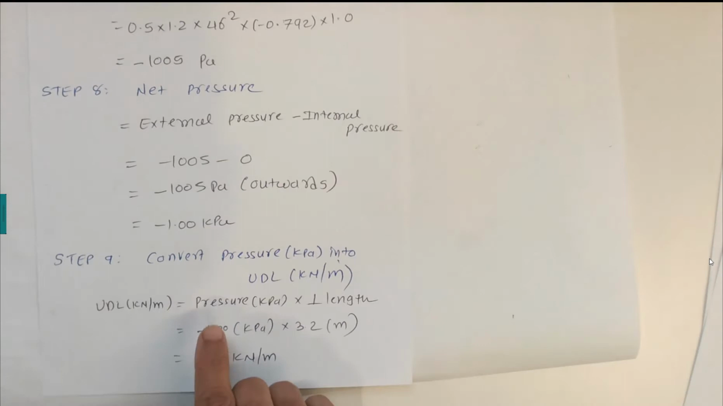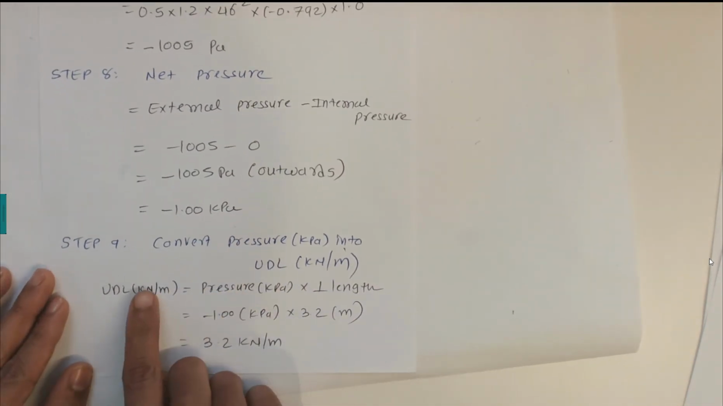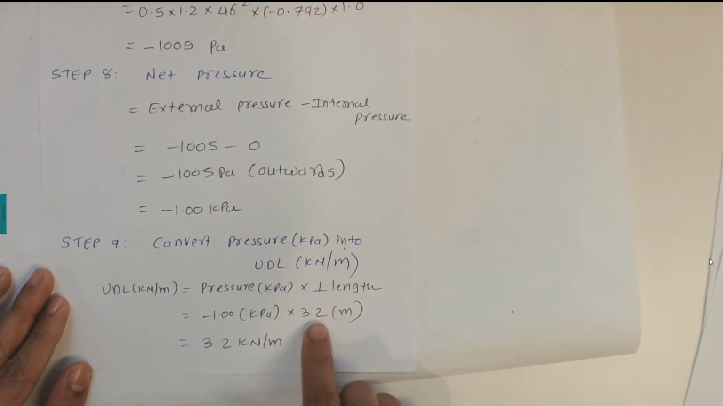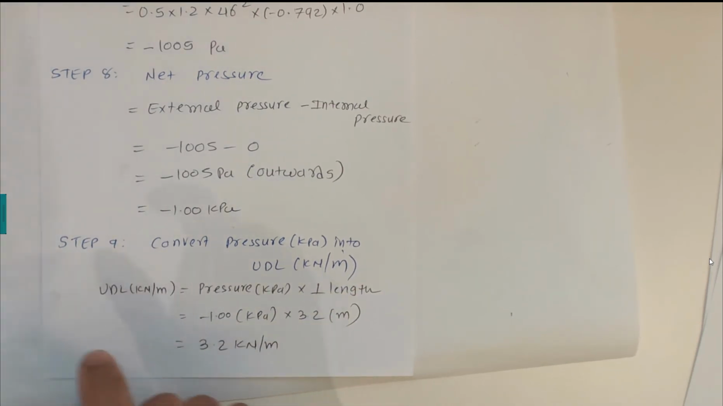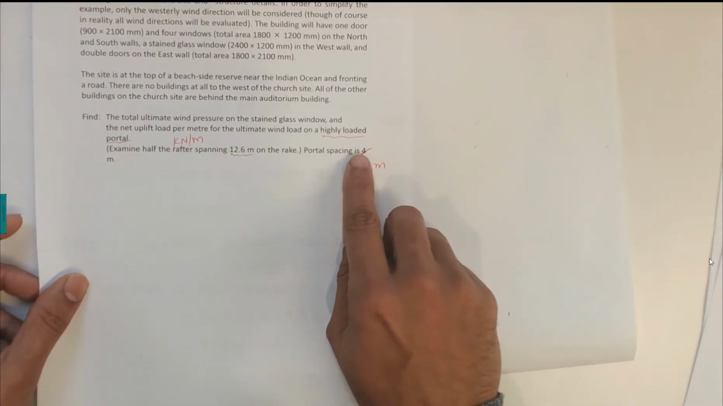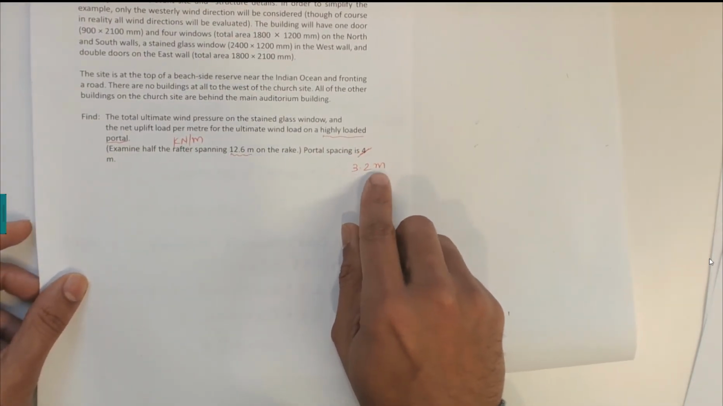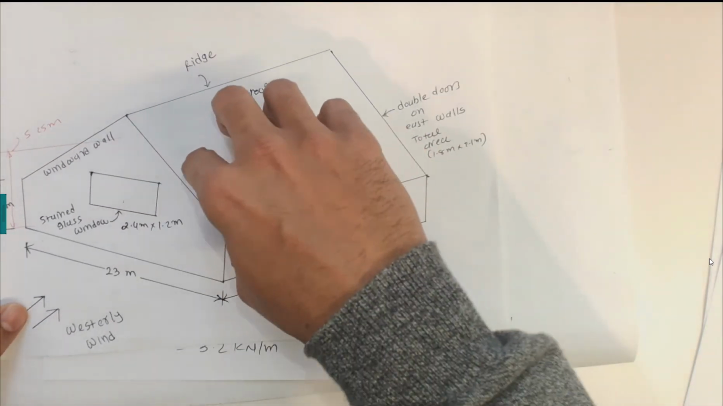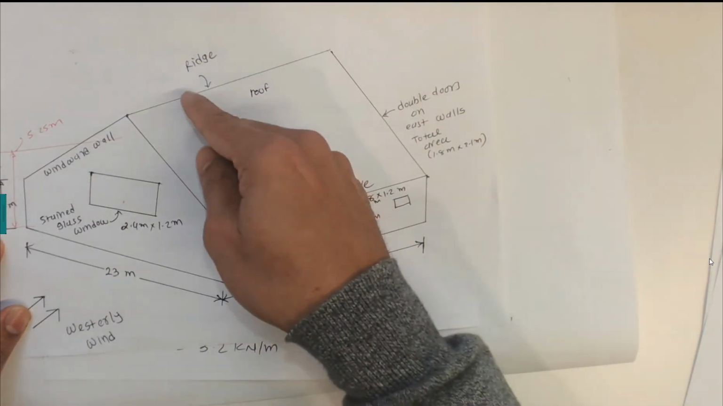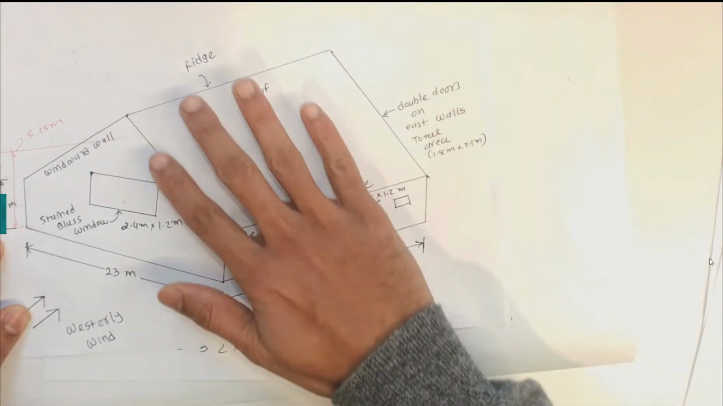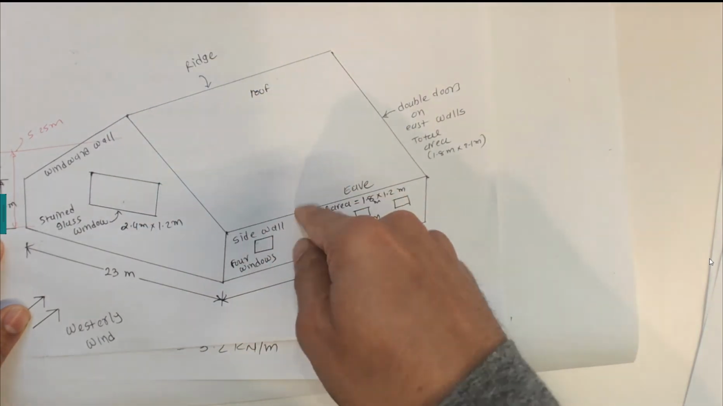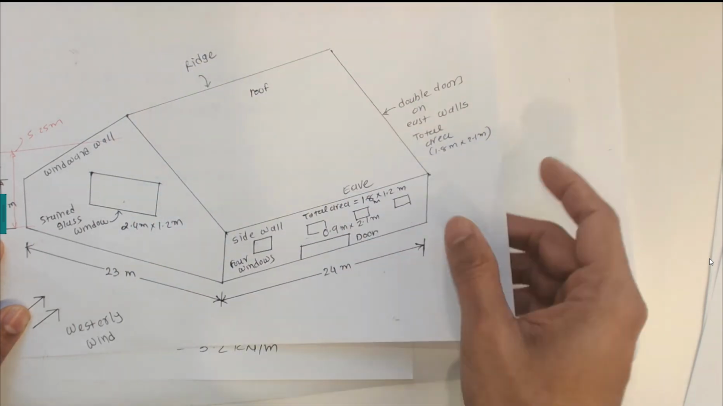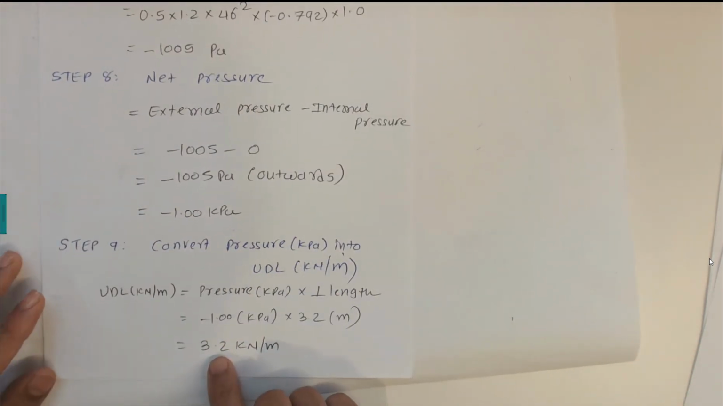For the highly loaded portals, we are going to convert pressure into kilonewtons per meter. The equation is UDL in kilonewtons per meter equals pressure times perpendicular length, so 1 times 3.2 meters, which is given in the question. How does it look in the picture? The roof has pressure here and we have a portal rafter, or portal frame, here. If the pressure is applied here and I want to find a UDL load, we need the perpendicular length, which is 3.2 meters, the distance between two rafters. So that gives us 3.2 kilonewtons per meter.